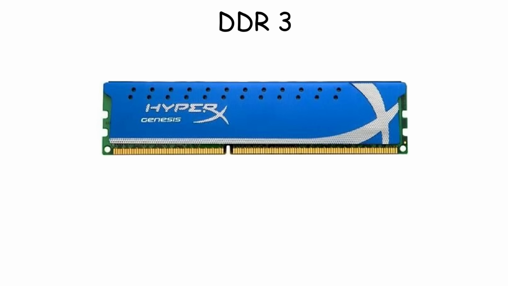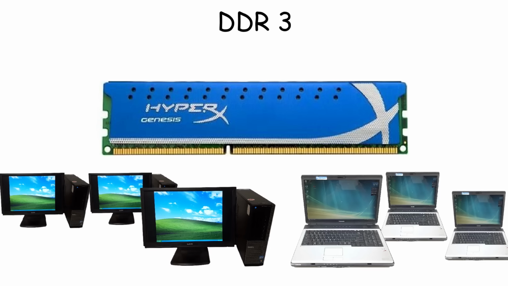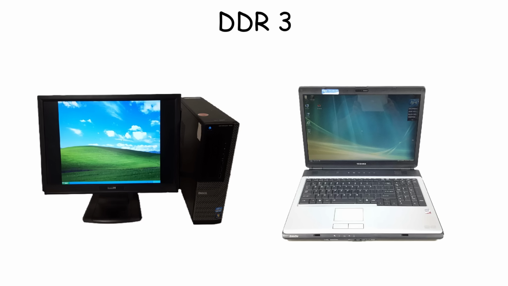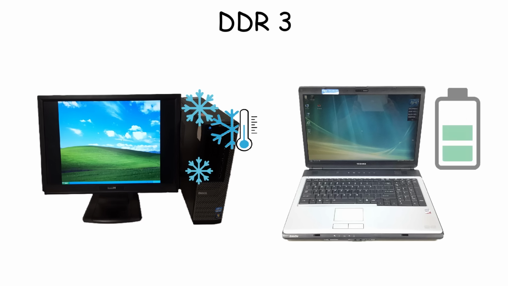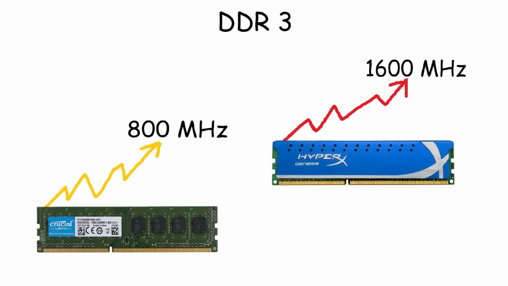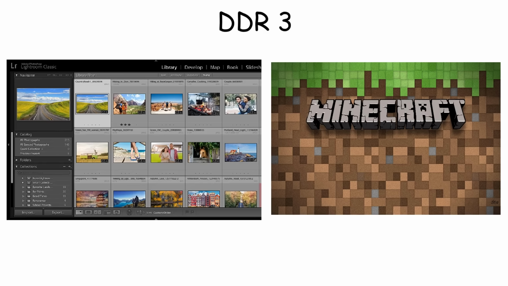DDR3. DDR3 came out in 2007, and this RAM generation is what made computers more commonly used by normal people. This happens because the voltage of DDR3 got lowered to just 1.5 volts, which is great. So not only did PCs run even cooler, but laptop batteries could last longer as well. DDR3 also ran at higher speeds from 800 to 1600 megahertz and had a memory capacity from 4 gigabytes to 8 gigabytes per stick, which made it good for light photo editing, gaming, and heavier multitasking.